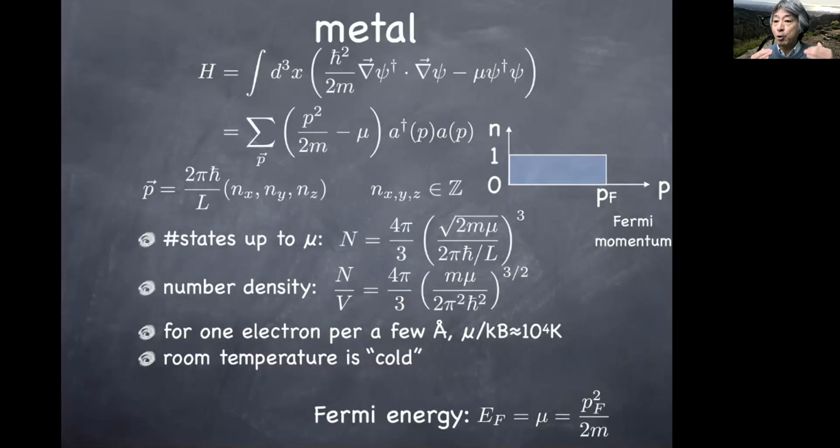Because room temperature is so cold, and the energy at the Fermi surface is so high compared to room temperature, the ground state is all you get. You can totally ignore the thermal excitation of electrons near the Fermi surface going up to unoccupied states, because that's extremely Boltzmann suppressed by e to the minus 100. That's an extremely small number. So the ground state is all you care about to describe a metal, all the electrons in a metal.